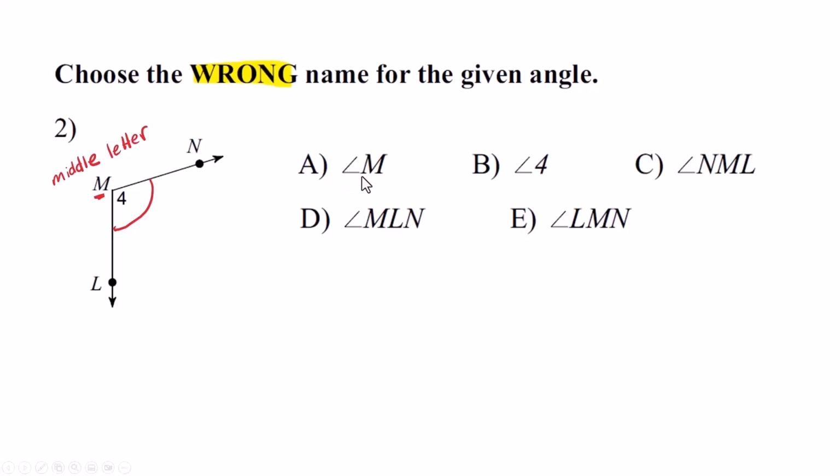Can you call this just angle M? Yeah, you can, because there's only one angle here. And if you name an angle by its vertex, that's fine. You can also call it angle 4 because they put a little 4 there. NML, yeah, that's okay because the M is in the middle. And M is in the middle on this one too. So the only one that isn't going to work is this one, D.